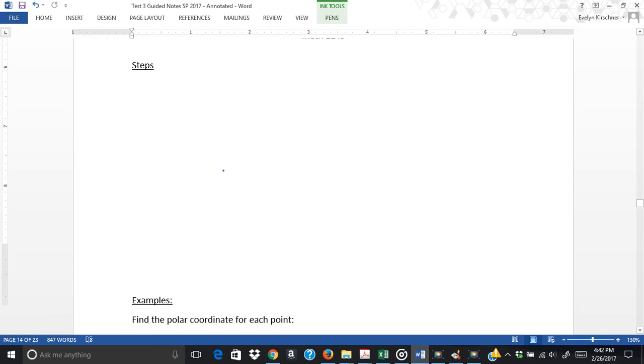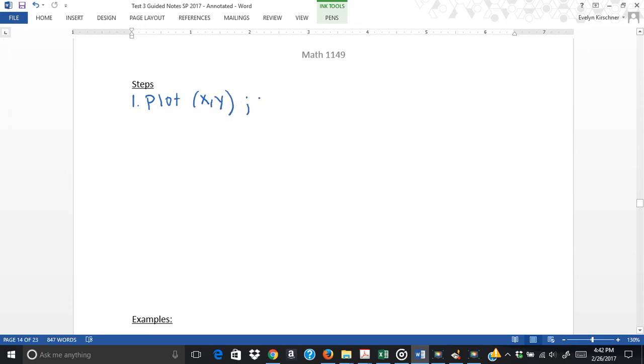So the first step is plot your point x, y and note the quadrant. Because that's going to help you later. Sometimes it's on the axes.